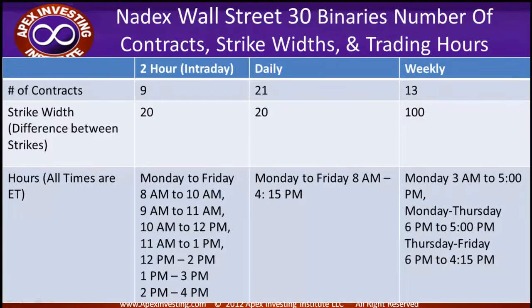Nadex Wall Street 30 binaries have a large number of contracts, strike widths, and trading hours you can take advantage of. On the intraday binaries, they are 20 points wide. There are 9 strikes, and they start at 8 and start another one at 9, 10, 11, 12, 1, and 2. There are 21 strikes on the dailies that are 20 points wide, Monday to Friday, 8 a.m. to 4:15 p.m. Eastern Time. And weekly, there are 13 strikes that are 100 points wide, and they start at 3 a.m. and go to 5 p.m. on Monday, then 6 to 5 p.m. Monday through Thursday, and 6 p.m. to 4:15 p.m. on Thursday to Friday.